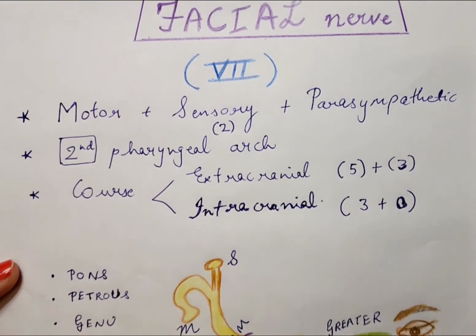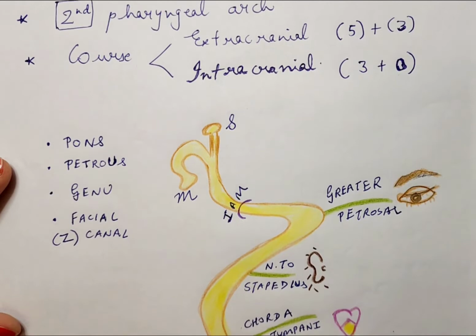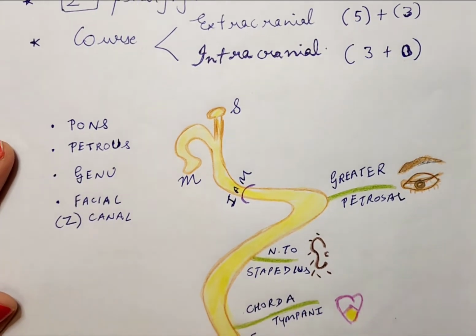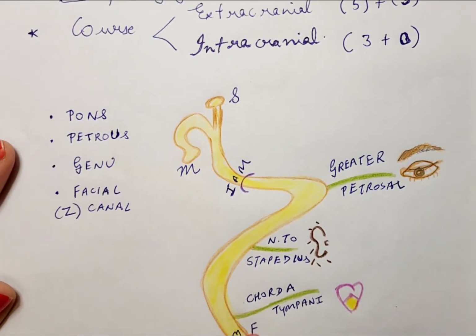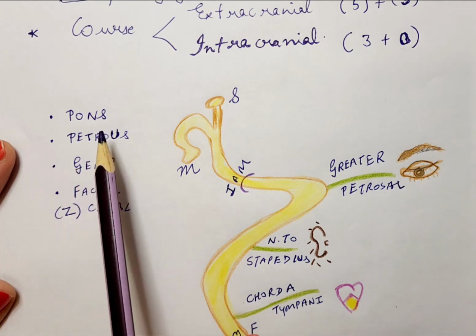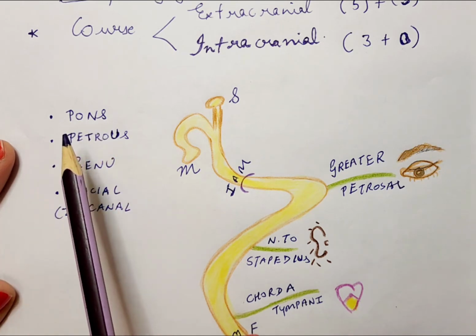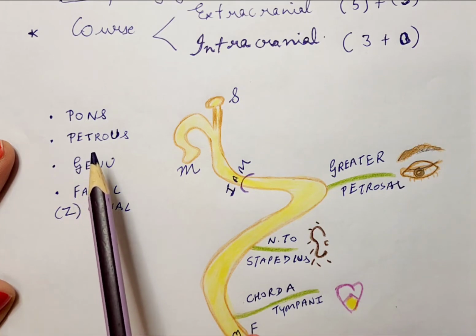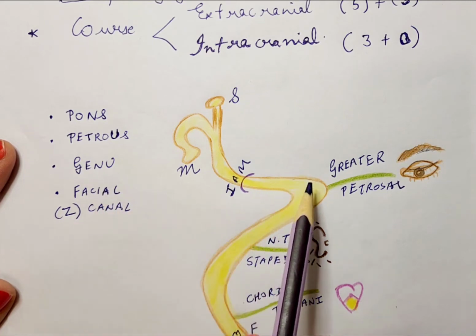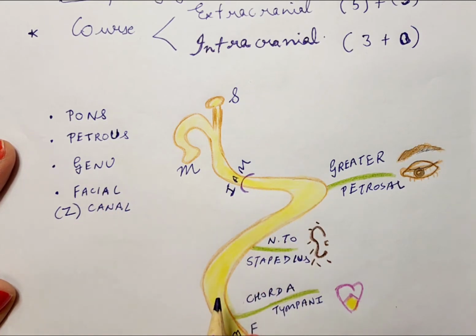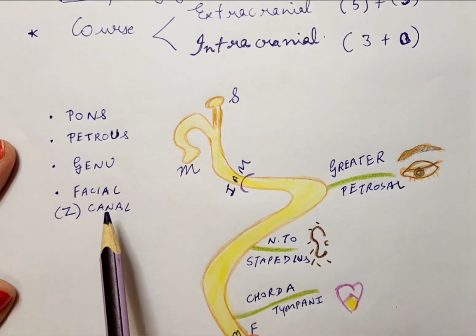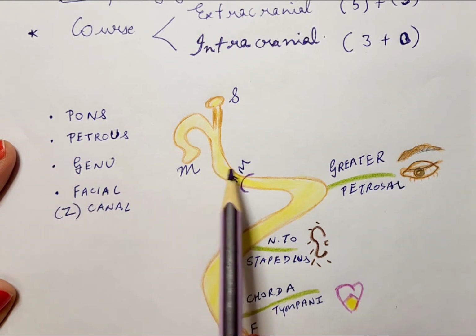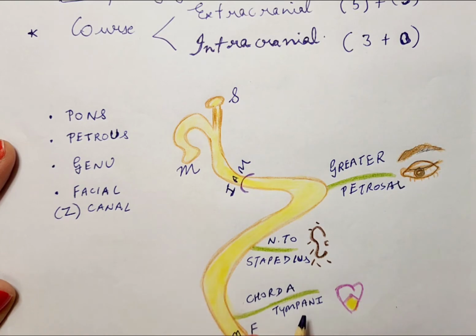Okay, so the important points that you need to consider when you are looking at the intracranial course of this nerve is that it begins from the region of the pons, and then it traverses through the petrous part of the temporal bone, after which it will form the geniculate ganglia and it forms 2 genu, that is known as the bends or the curves that you see in its course, and it traverses through the facial canal in the form of a Z shape. So this is the Z shape that it forms.